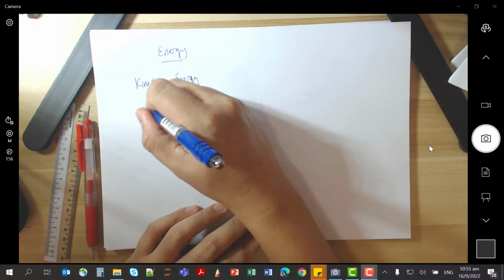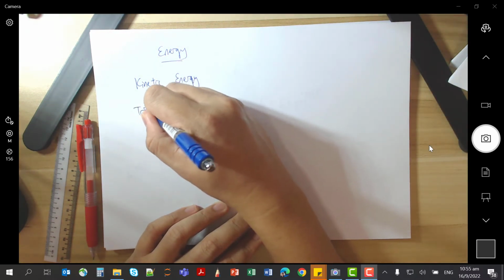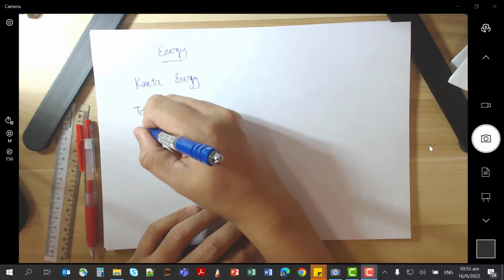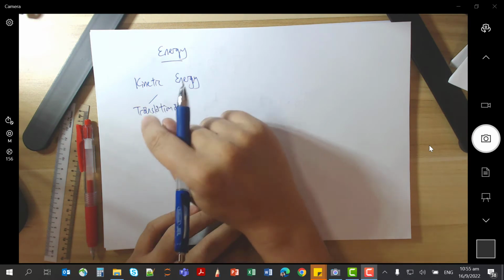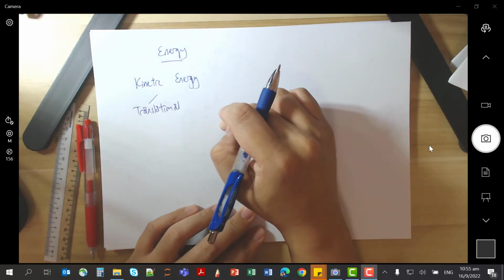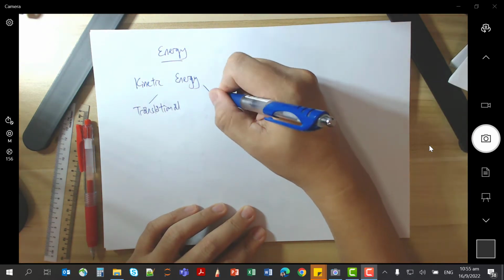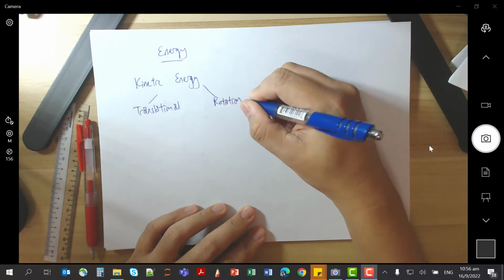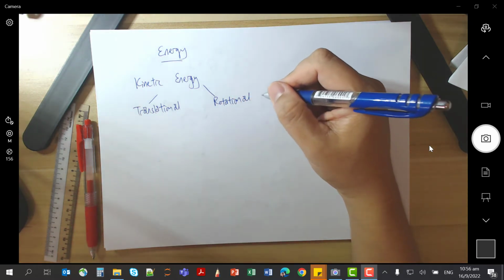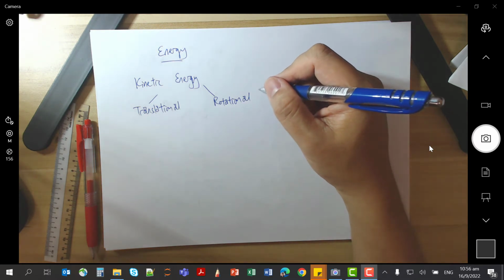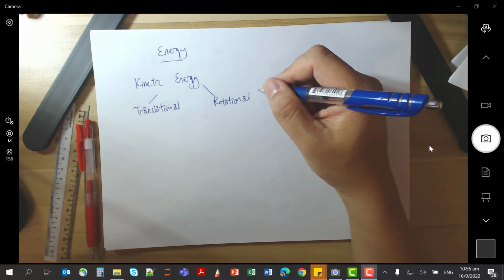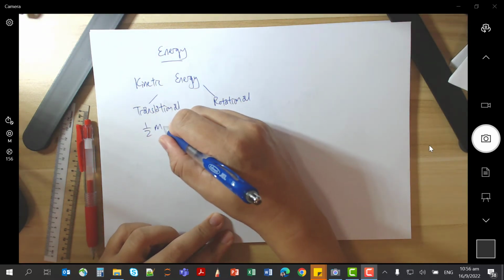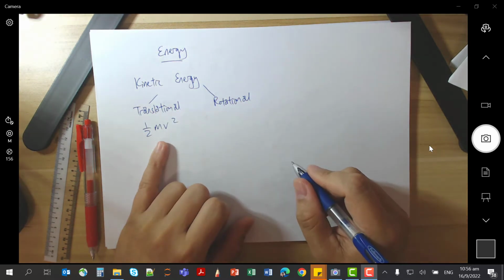The first one is translational kinetic energy, meaning linear motion, like a car going from one place to the other. The other one is rotational, meaning the rotation of the wheels also has its own rotational energy. Our translational is what we commonly remember as half mv squared.